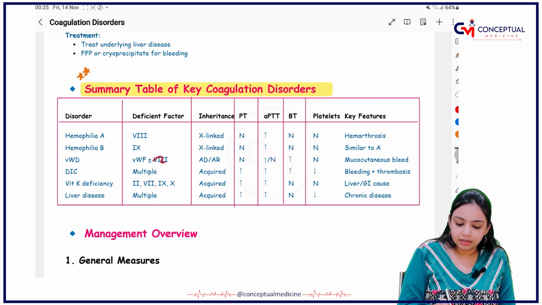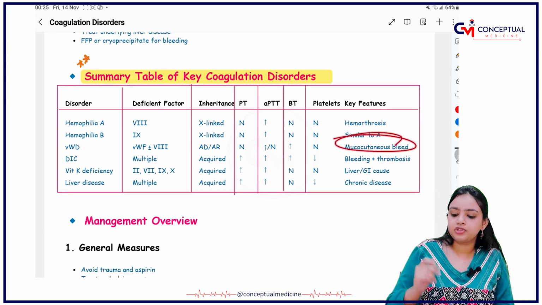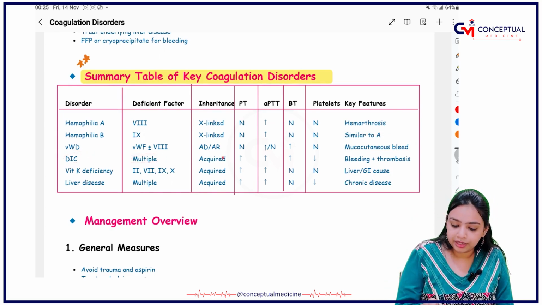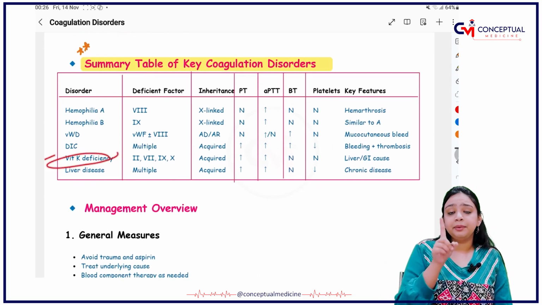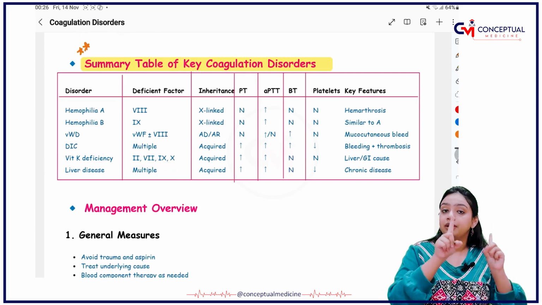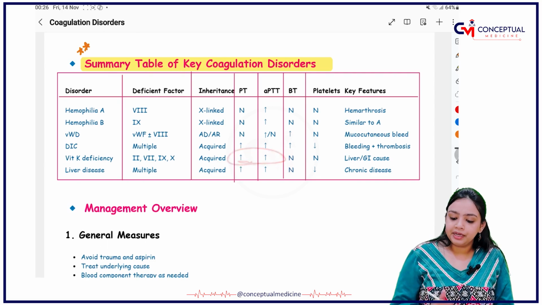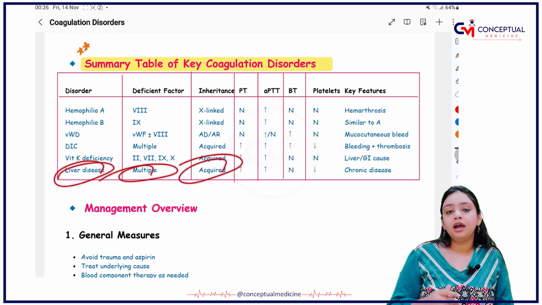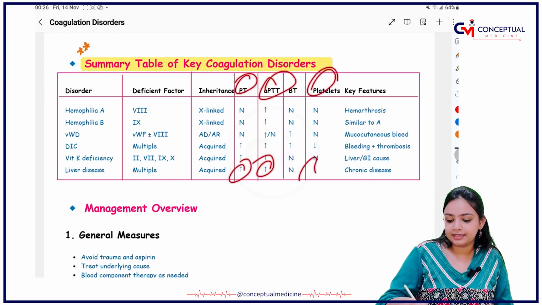Von Willebrand disease is either autosomal dominant or autosomal recessive. Key feature is mucocutaneous bleeding. DIC, multiple factors are involved. It is acquired. Everything is increased except one thing, platelets are decreased. Vitamin K deficiency has factors 2, 7, 9, 10. Remember that because it will be asked. There is an increase in PT and aPTT, and BT and platelets are normal. Liver disease, multiple factors are involved. Inheritance is acquired, PT and aPTT are increased, platelets are decreased.